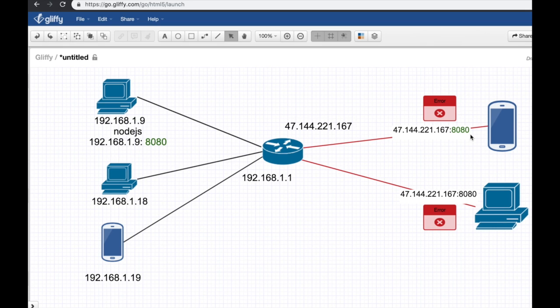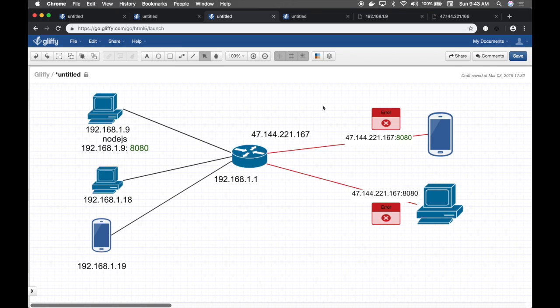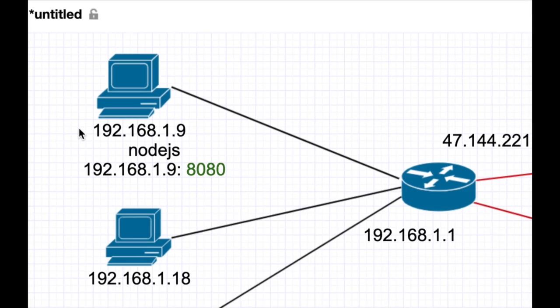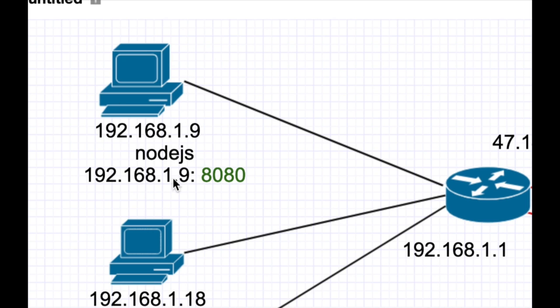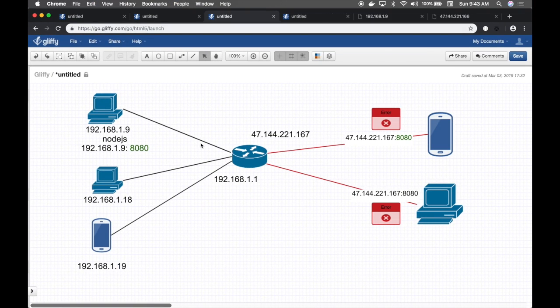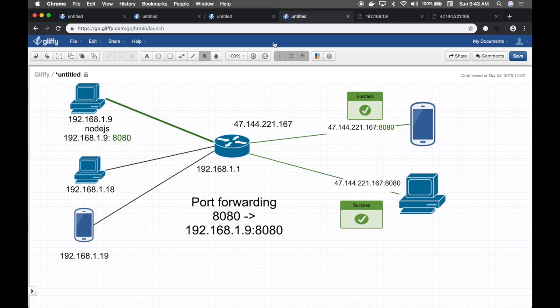One of the ways to route your application is to do port routing. That's the easiest way, but there are a lot of ways to make your application that is hosted here on 192.168.1.9 visible to the internet. There are many ways, and the easiest way is port forwarding.